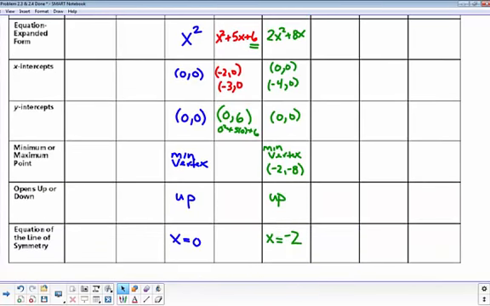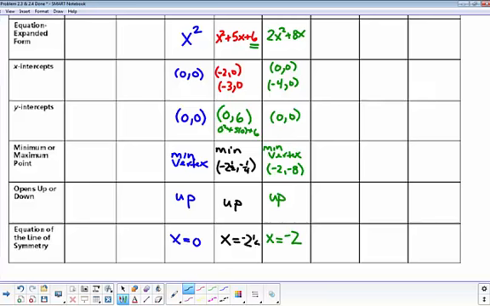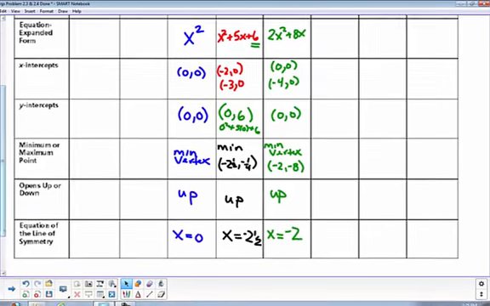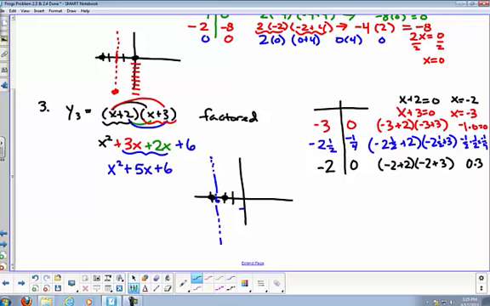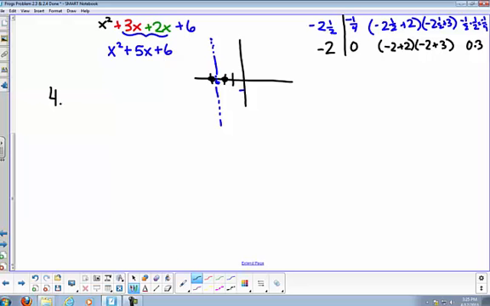This vertex is a minimum because it opens upward. And the vertex we found as negative 2.5, negative 1/4. And the line of symmetry is at negative 2.5. The next equation in your book is x plus 3 times x plus 3.